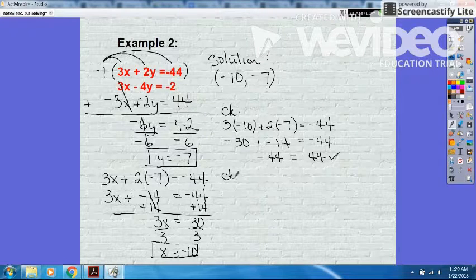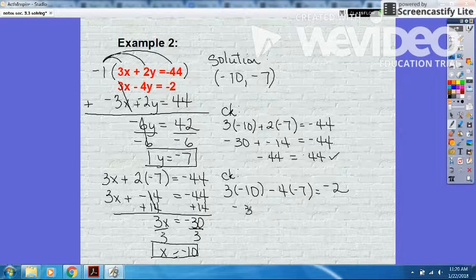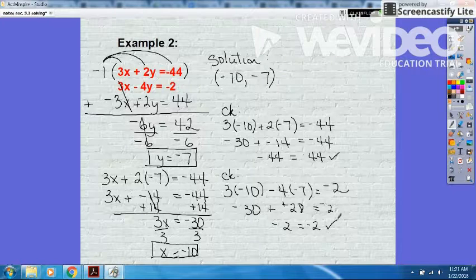And then I check it in the bottom equation. 3 times -10 minus 4 times -7 equals -2. 3 times -10 is -30. 4 times -7 is -28. And subtracting a -28 is the same as adding 28. And -30 plus 28 is -2. So it works in both. So (-10, -7) is the solution to that system.